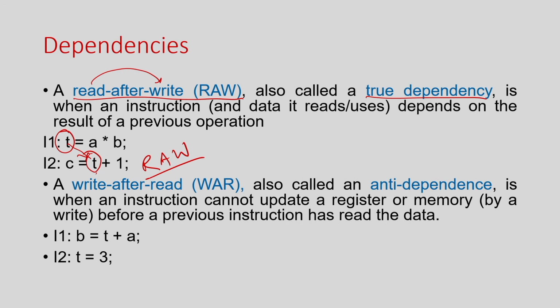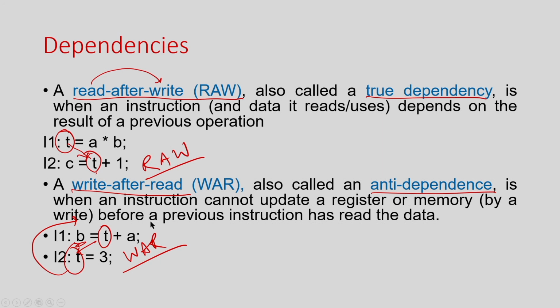Now we have write after read. This is called anti dependency. You are reading t here and then you are writing it here. This is also a dependency that has to be supported, because otherwise if you just move this operation here, operation b will take a wrong value. So the functionality will change. We have to obey this write after read dependency as well.